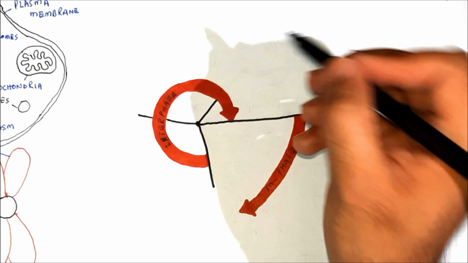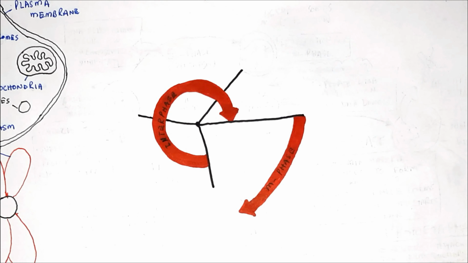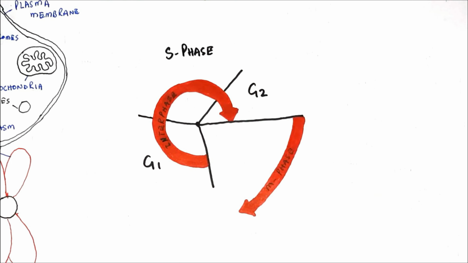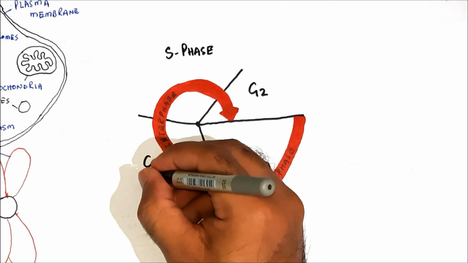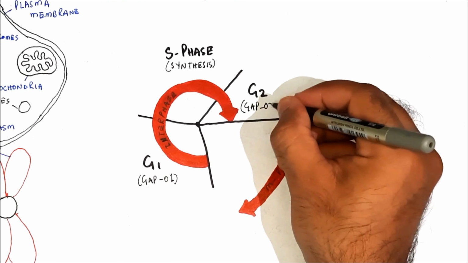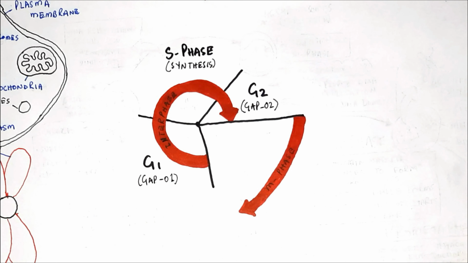Interphase is further divided into different subphases. These subphases are G1, S phase and G2 phase. G1 stands for the gap 1 phase. We can call S phase synthesis and G2 the gap 2 phase.